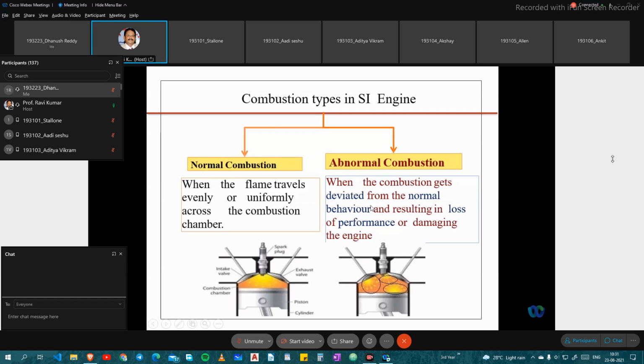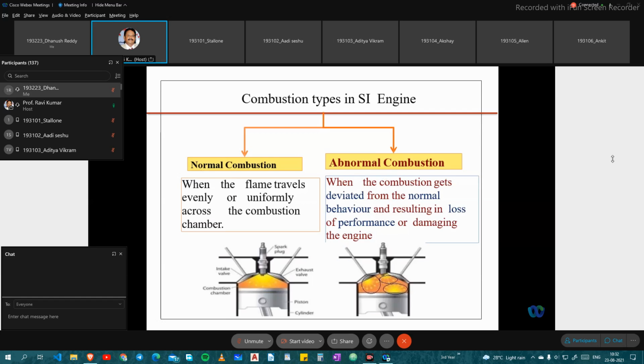Basically, why it is happening is because of the process, we're going to get some exhaust particles left over in the combustion chamber, and that may have heat and pressure, and we have a lot of polluted particles in this. The combustion gets deviated from the normal behavior, resulting in a loss of performance or damaging the engine.